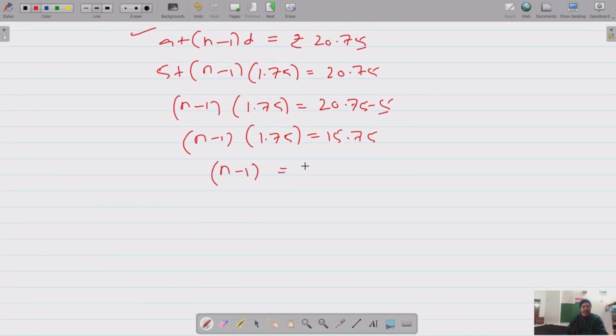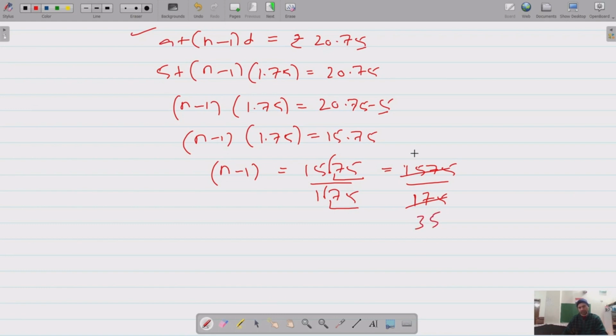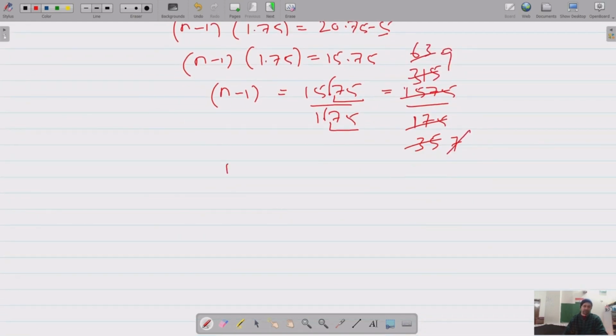So n minus 1 is now 15.75 by 1.75. Now here the digits after the decimal are 2, and here also 2, so I can take the decimal off. So this is now 1575 by 175. And if I cancel them with 5, it's 5 3s are 15, 5 1s are 5, and 5 5s are 25. So 5 7s are 35, 5 6s are 30, 5 3s are 15, and it's 9. So n minus 1 is 9. So this gives us n as 10.